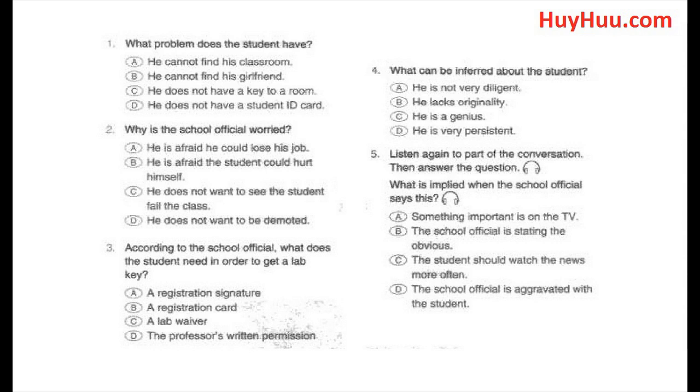1. What problem does this student have? 2. Why is the school official worried? 3. According to the school official, what does the student need in order to get a lab key? 4. What can be inferred about the student?